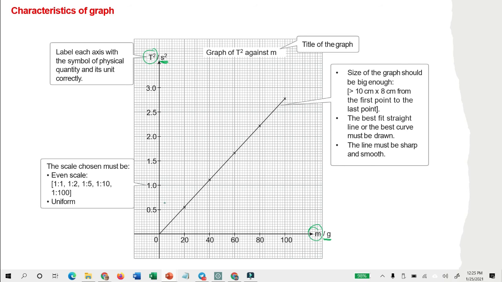Number 3, the scale. The scale must be even. Even scale means something like 1 to 1, 1 to 2, 1 to 5, 1 to 10, 1 to 100. So it can be in multiples of tens, meaning it can be 1 to 0.1, 1 to 0.01. All of these can be used. We can also use 1 to 2 and 1 to 5, but don't use 1 to 4. 1 to 4 is not recommended.